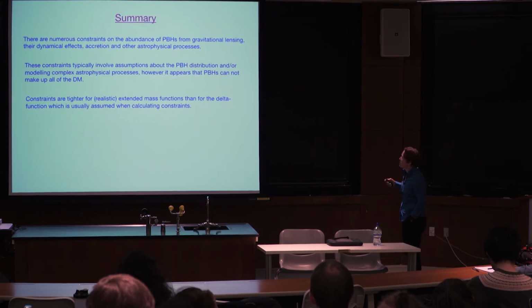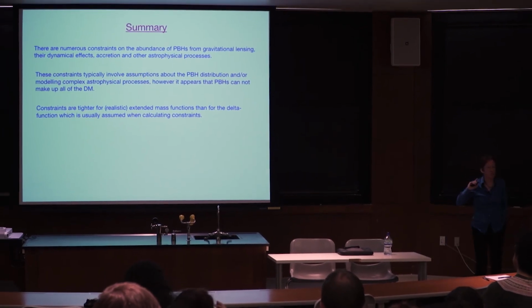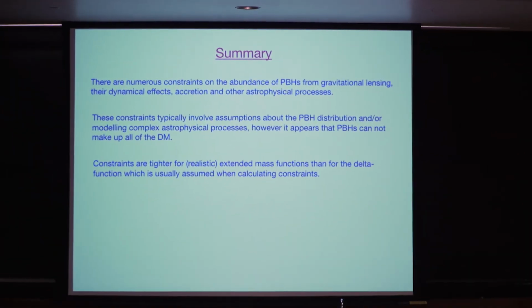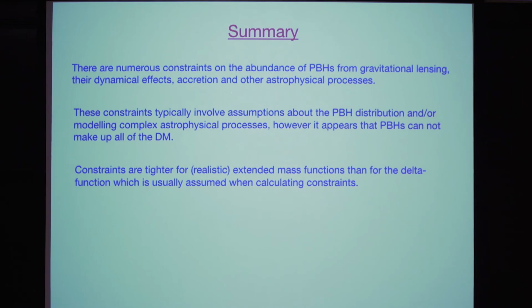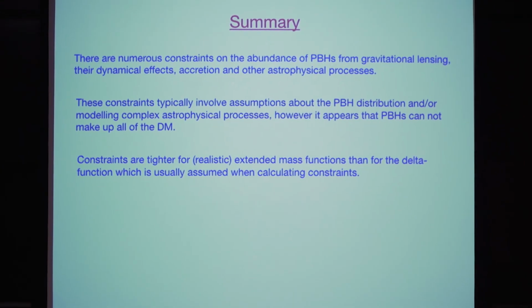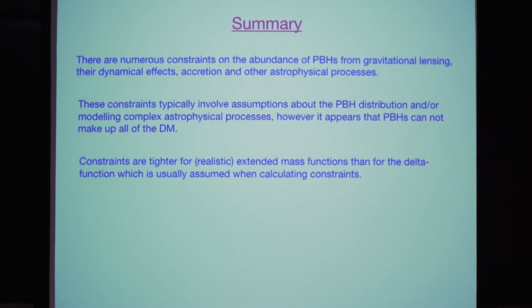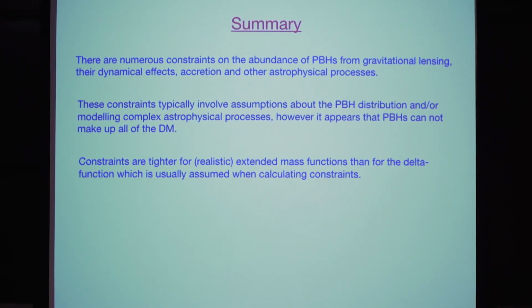I'm basically almost finished. Before we have any more discussion, it would be a good time to hit some conclusions. The main theme of this lecture is that there are lots of observational constraints on primordial black holes or other compact objects as dark matter. For instance, gravitational lensing on all sorts of scales, their dynamical effects on the stars we can see, also accretion and other astrophysical processes. I'm talking here about their effects on neutron stars and white dwarfs.